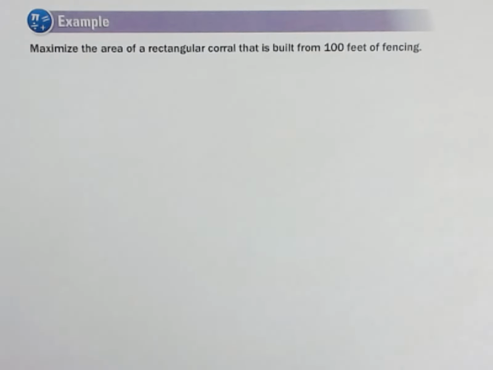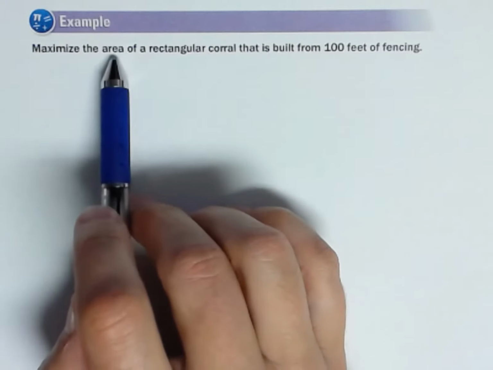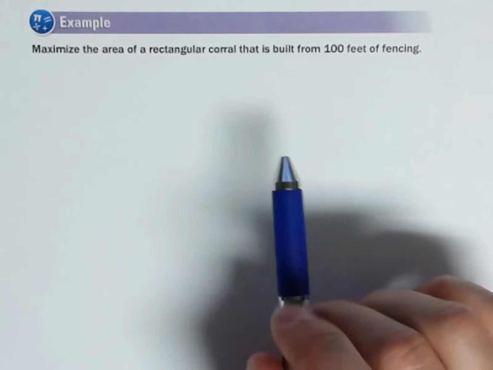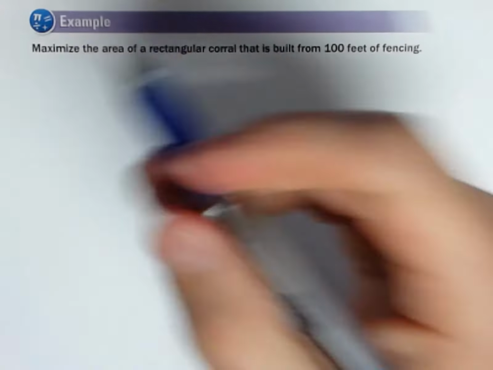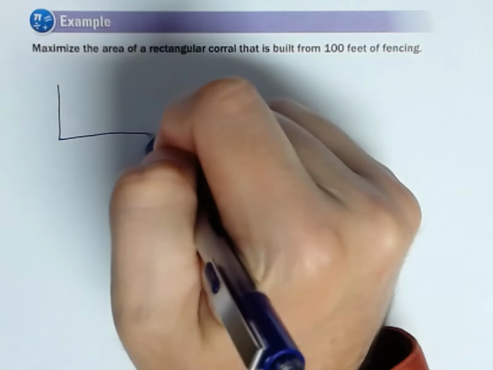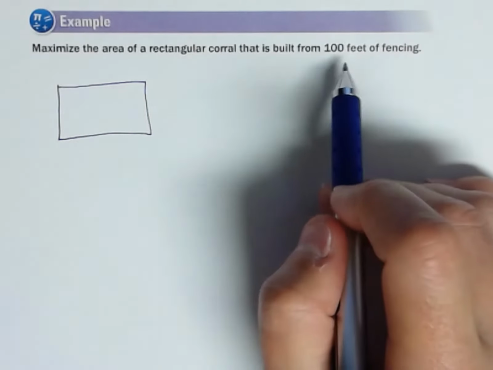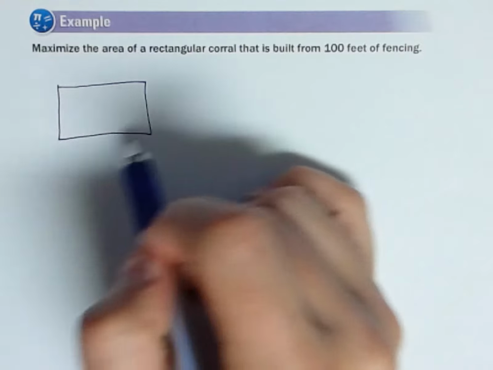All right, little application problem here. We've been working with quadratics, solving quadratics. Maximize the area of a rectangular corral built from 100 feet of fencing. So let's just picture that. Let me draw a little corral. We know that we've got 100 feet of fencing, that's all that we have. We want to maximize this area.